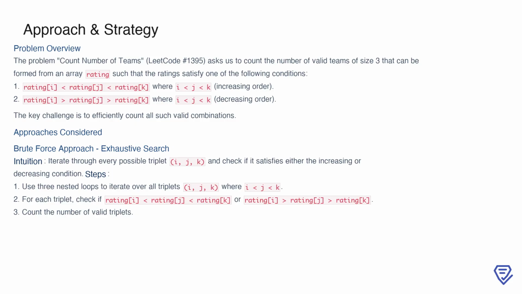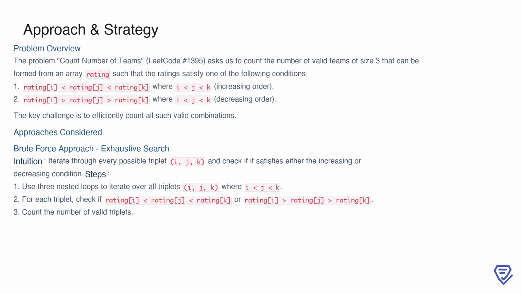Specifically, we need to find triplets where the ratings are either in strictly increasing order, like rating i, rating j, rating k, or in strictly decreasing order. The key difficulty lies in efficiently counting these combinations, especially when the input size is large. One straightforward way to approach this is the brute force method.